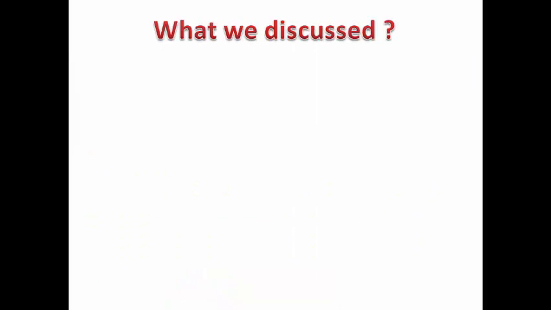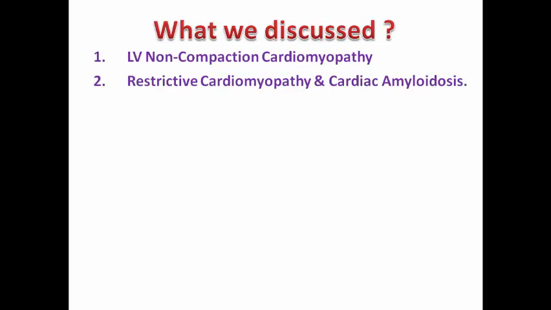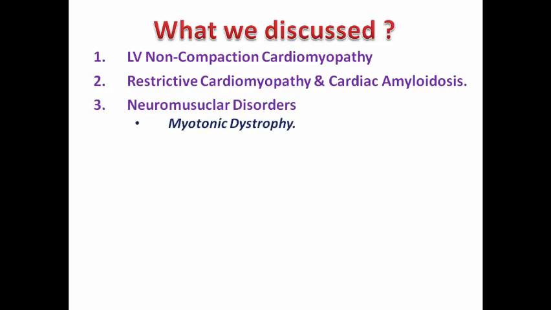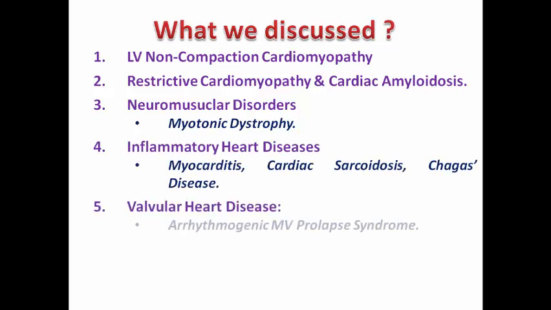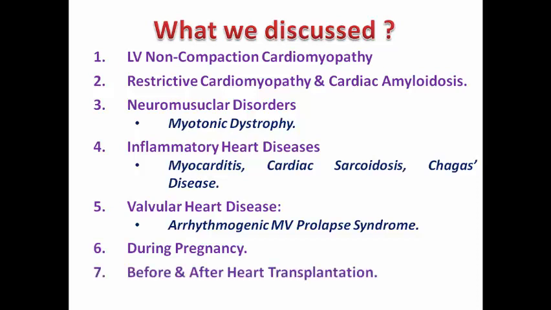So we have reached the end of our video today, which is the last video in the guidelines of ventricular arrhythmias. So what we discussed today: LV non-compaction cardiomyopathy, restrictive cardiomyopathy, and especially cardiac amyloidosis, neuromuscular disorders like myotonic dystrophy and Duchenne and Becker, inflammatory heart disease including myocarditis, cardiac sarcoidosis and Chagas disease, valvular heart disease with emphasis on the arrhythmogenic mitral valve prolapse syndrome, and the situations of ventricular arrhythmias during pregnancy, before and after heart transplantation, and the ICD decision in elderly.